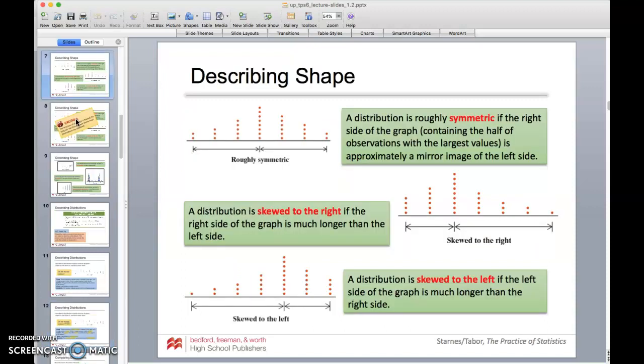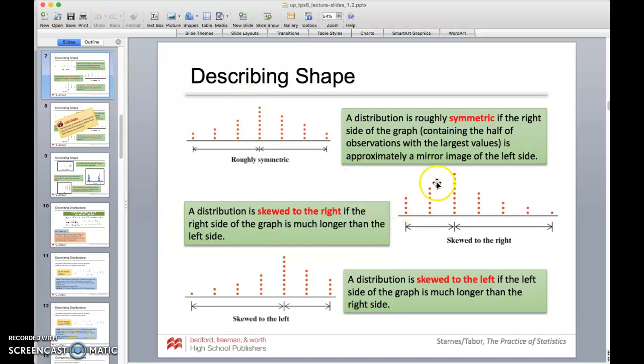All right, so what are we talking about? Describing the shape. Look up top here. If it goes up and down and looks roughly symmetric, if I go right through the middle, you'll notice that it is kind of equal on both sides. Now, it's not always going to be perfectly symmetric, but that's why we say roughly symmetric.